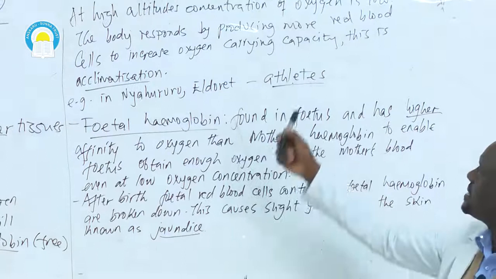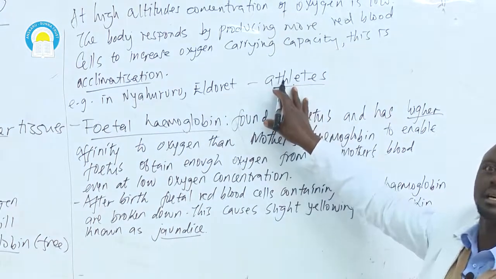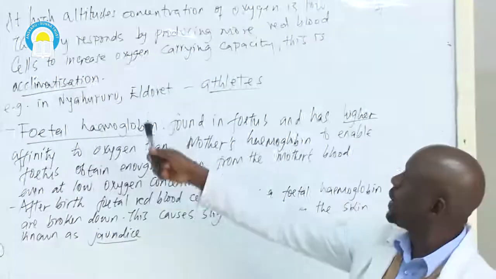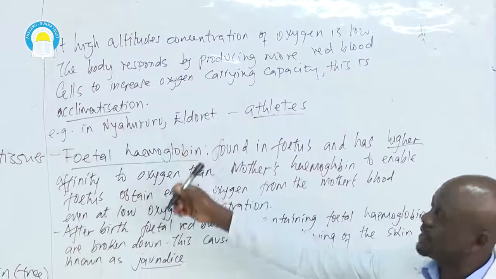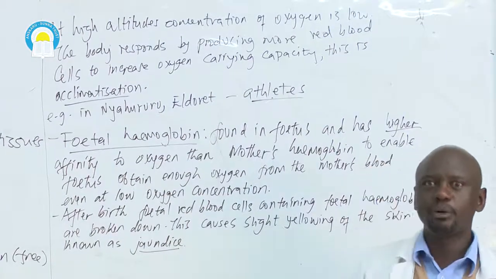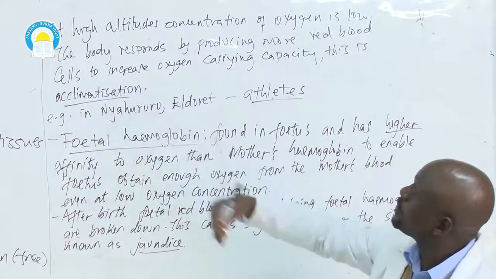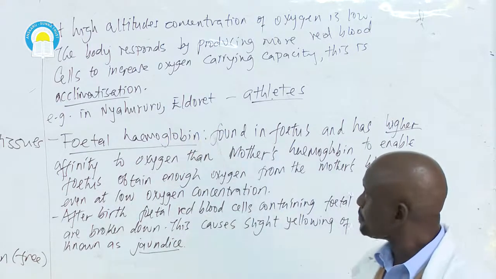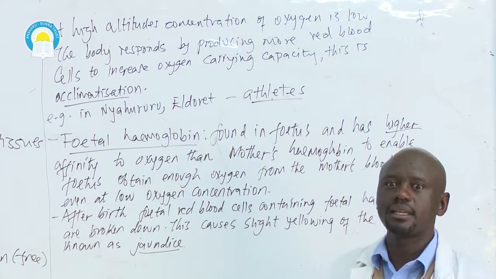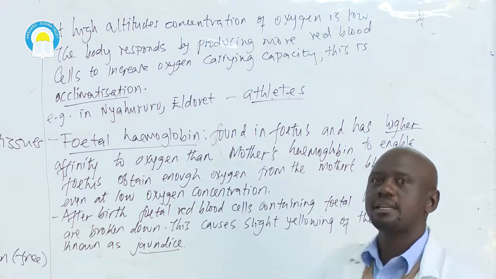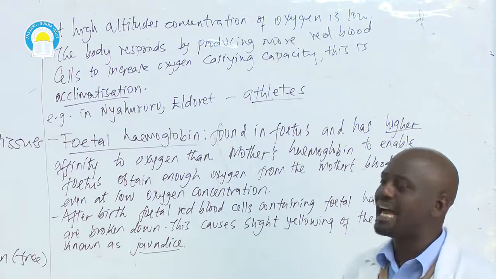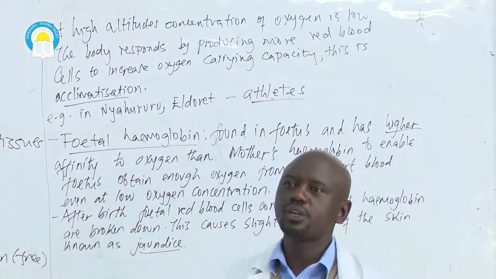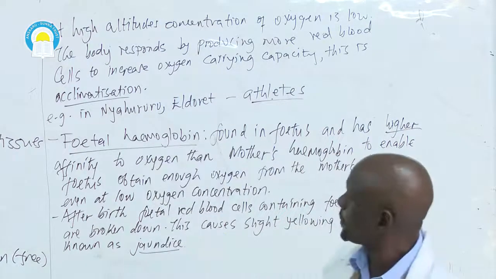And this is what athletes, that is those people who take part in athletics, take advantage of. They move from where they live, which could be low altitude areas, to high altitude areas like Nyahururu and Eldoret. When they go there to train, their body becomes acclimatized and they produce a lot of red blood cells, which will mean that during the actual competition, they will have an advantage over the other athletes because they will be taking to their tissues a lot of oxygen, which is required for the very rapid respiration required during the competition.